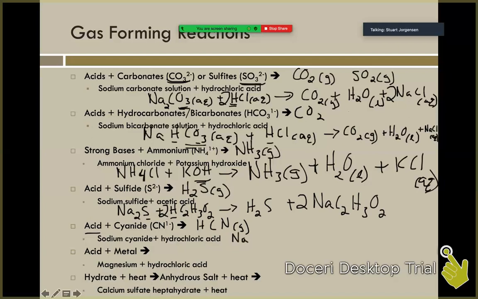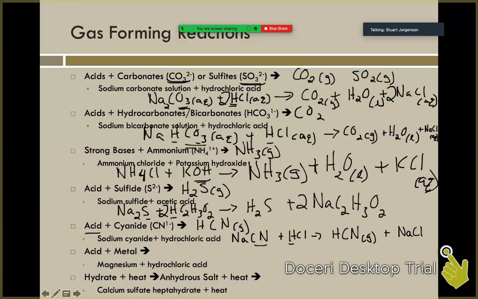Cool. This one's pretty straightforward. Sodium cyanide would be NaCN, with our HCl. That's going to go ahead and form for us our hydrogen cyanide gas. That uses the H and the CN, and leaves behind our NaCl. So this is a double displacement reaction if we're thinking about our reaction archetypes.